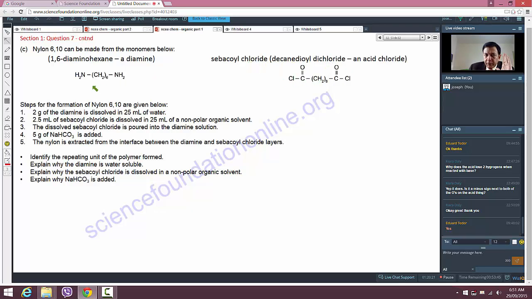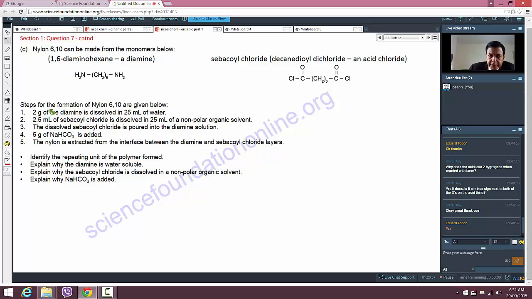Can you see, first of all, that the amine has got NH2s at both ends. Acid chloride has got acid chloride functional groups at both ends. So therefore, in this situation, it's possible to get a continuous chain polymer being formed, because what will happen? You will have, I told you, the acid chlorides react with amines to produce an amide link.